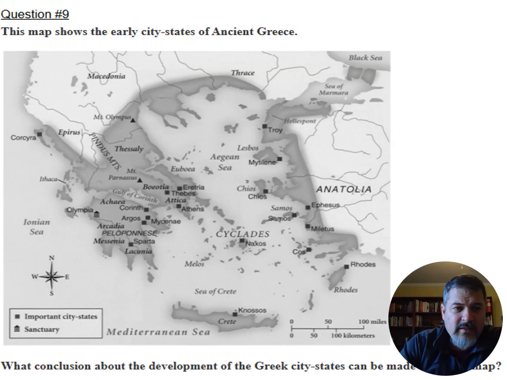Here's another one. This map shows the early city-states of ancient Greece. What conclusions can be made about the development of Greek city-states from the map? That's an easy one too. Very similar question. They all formed near the sea.